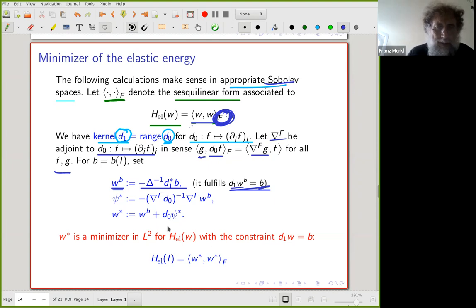And here is what the result is. You modify your W star by a gradient of a function psi star. Here it's explicitly written down. And then the claim is that this W star is our minimizer in L2 for the elastic energy. So the inner product of this W star with itself is the elastic part of the energy of I. So we now have an explicit description of this elastic part of the energy.